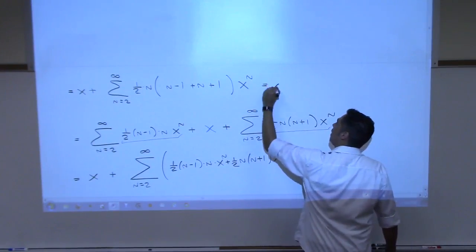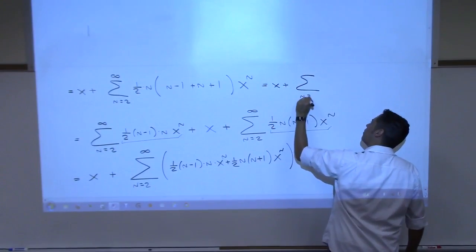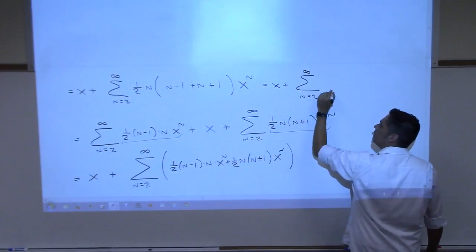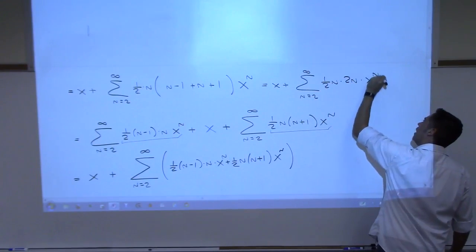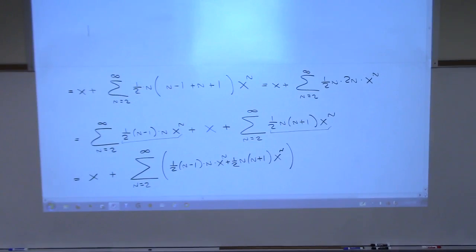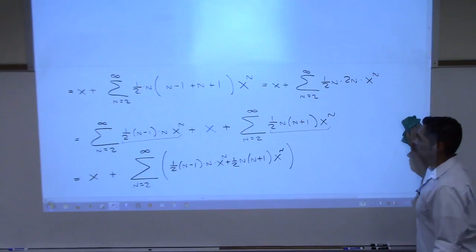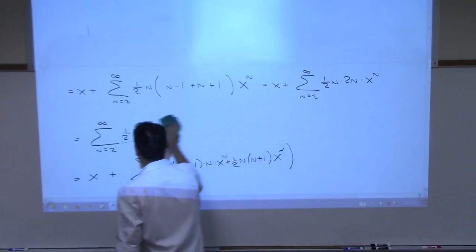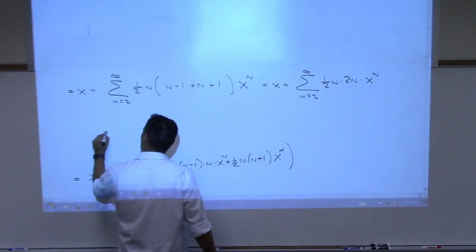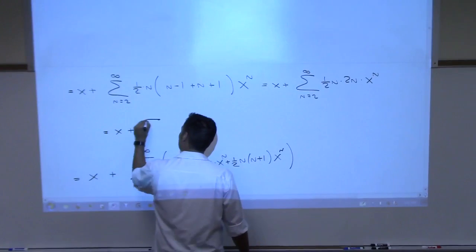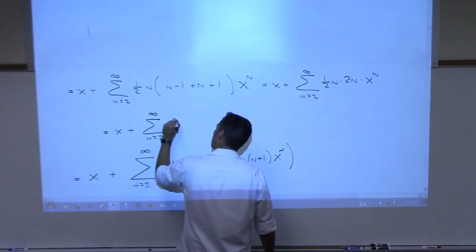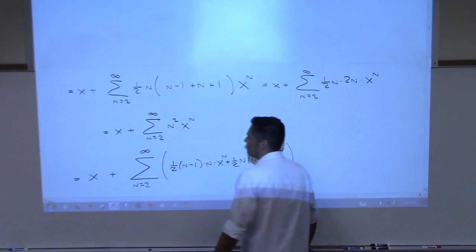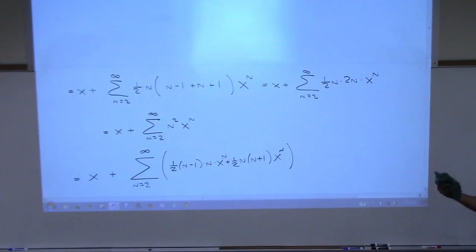So now we have x plus sum n equals 2 to infinity of 1/2 n times 2n times x to the n. The 2 and the halves cancel. n times n is n squared. And you get x plus sum n equals 2 to infinity of n squared x to the n. Now that's your power series.